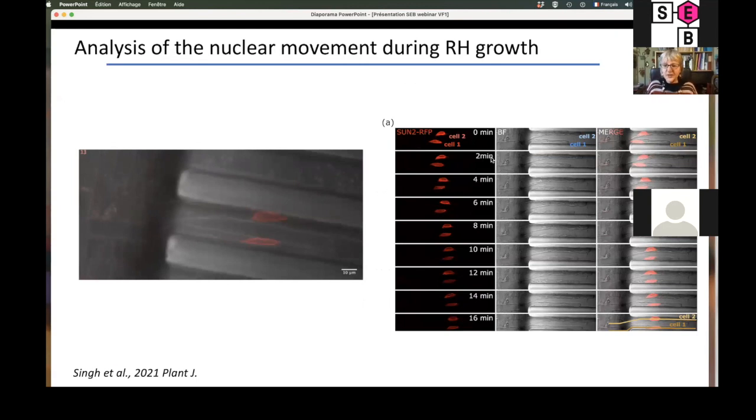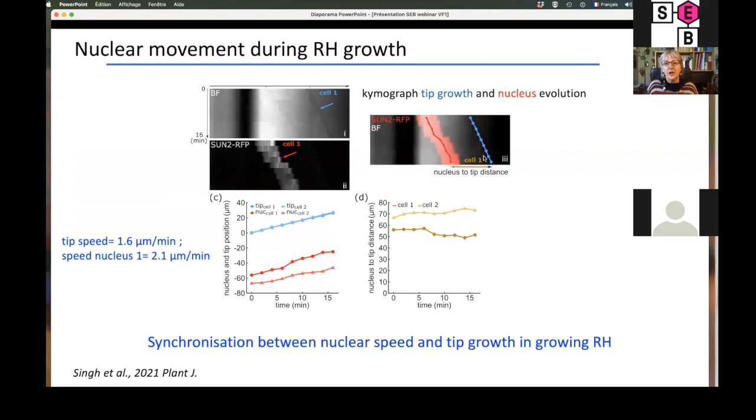So we have investigated the position of the tip growth in blue and the nucleus surrounding in red. And we can see, as illustrated on this graph, that there is a constant parallel evolution of the nucleus position compared to the tip position. And this makes a synchronization between nuclear speed and tip growth in growing root hair. And as illustrated here, we have a tip speed of 1.6 micrometers per minute, and the speed of the nucleus is around 2.1 micrometers per minute for nucleus 1 in this line.